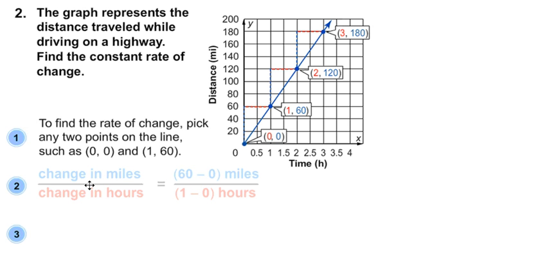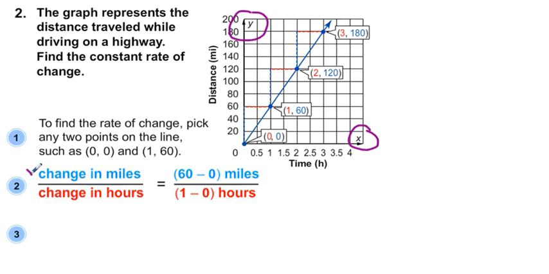So now I'm going to set up the ratio change in y over change in x. Notice that my miles is my y axis. Your miles is your y, and your hours is your x. So that's why we have y over x. Okay, so I'm going to take my 2 points. My y's are my second ones. So I have 60 minus 0 for my y, and then 1 minus 0 for my x. Then I'm going to simplify that, and I get 60 miles for 1 hour. So that means every time I increase an hour, I increase 60 miles.